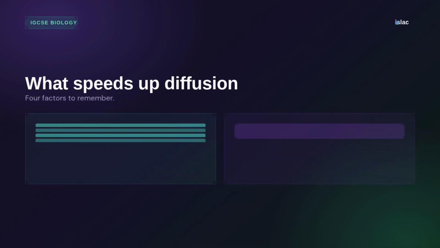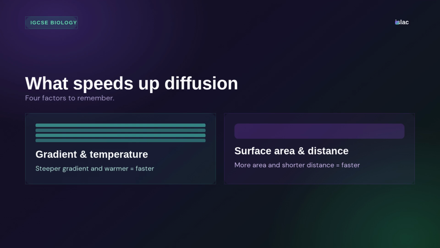What speeds diffusion up? 4 factors. A steeper gradient and a higher temperature make particles move faster. A larger surface area and a shorter distance also speed it up. Exchange surfaces like the alveoli are built for all 4.